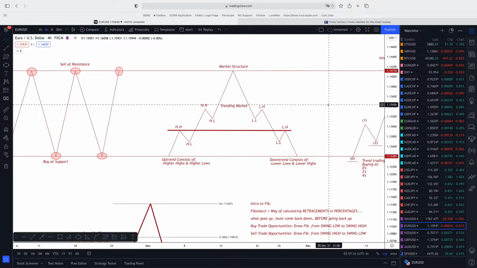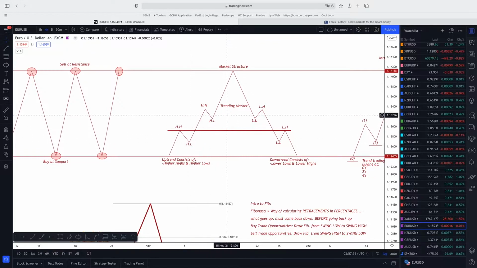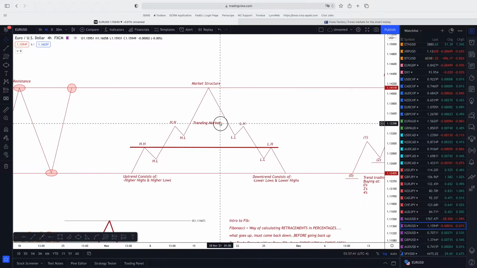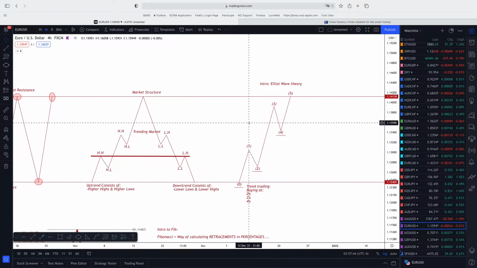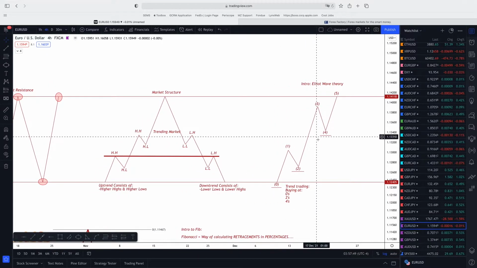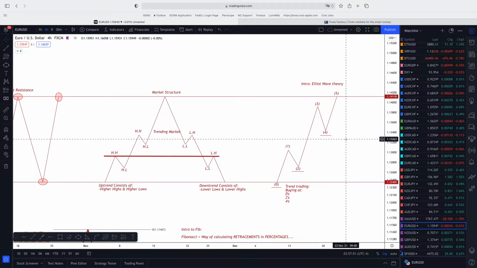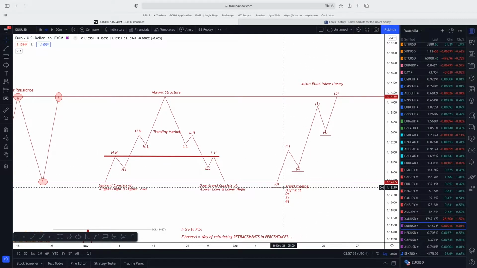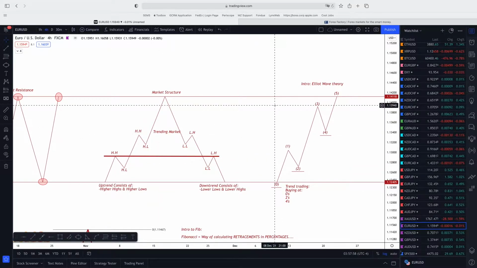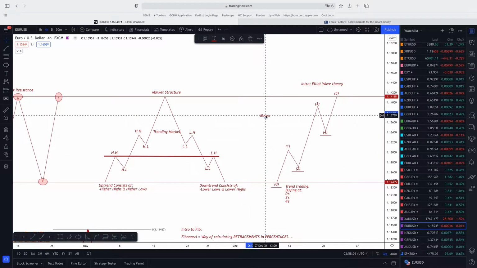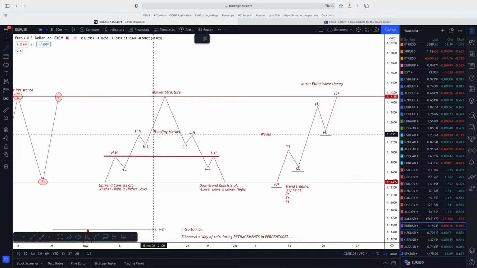Now, the individual parts of a trend. Guys, the individual parts of a trend is going to be called Intro to Elliott Wave Theory. Now, what is Elliott Wave Theory? Guys, Elliott Wave Theory is the way that the market moves in these waves. I would call these, and not me, but they are actually called waves. You have your waves here. I'm going to show you right now.